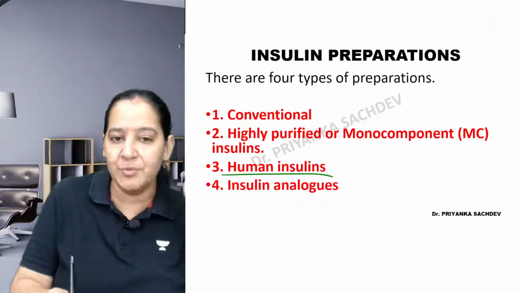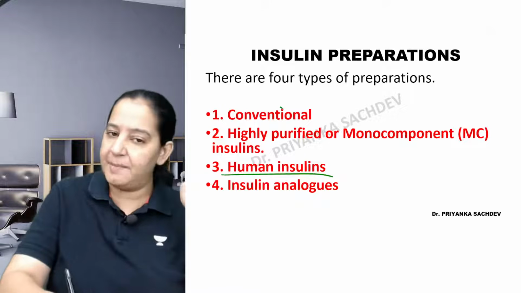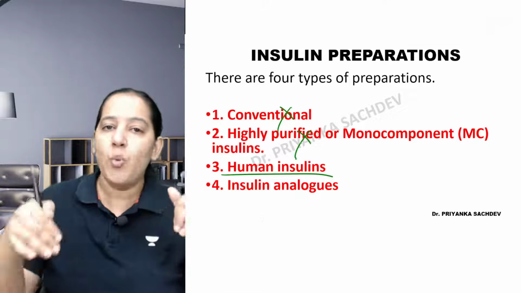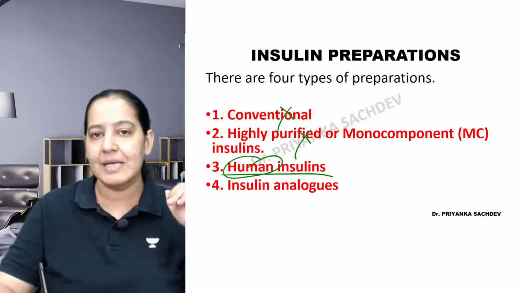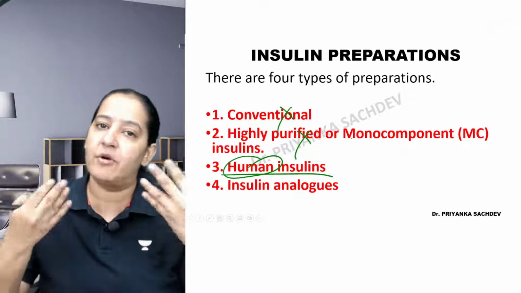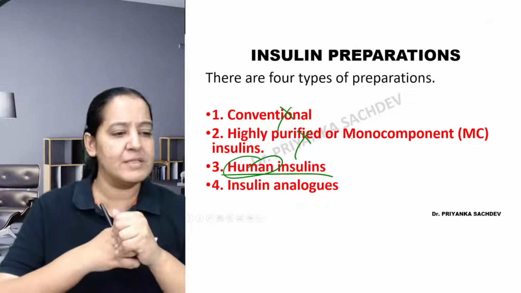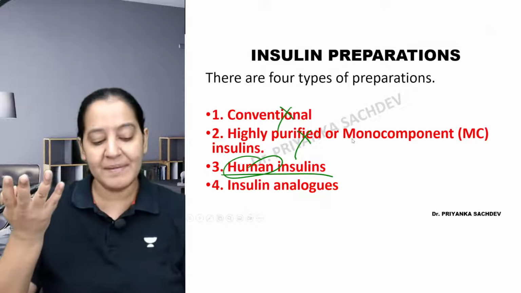The third are the human insulins. Then we realized that these are also not useful. So why not prepare the insulin from humans only? Why prepare it from animals? So we try to prepare the insulin from humans. How can we prepare the insulin from humans?